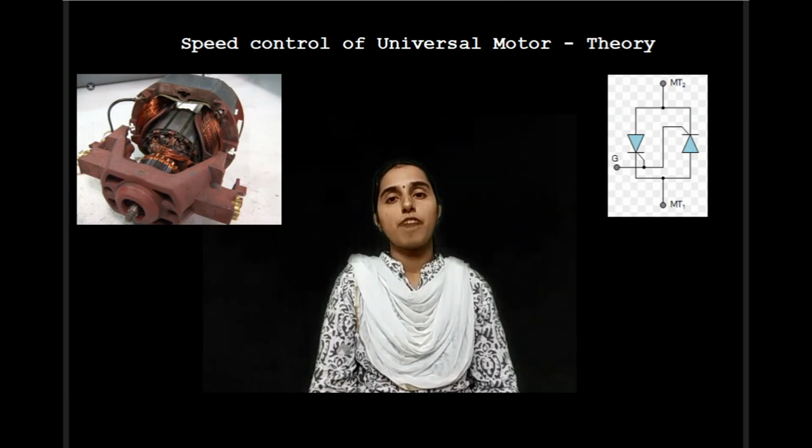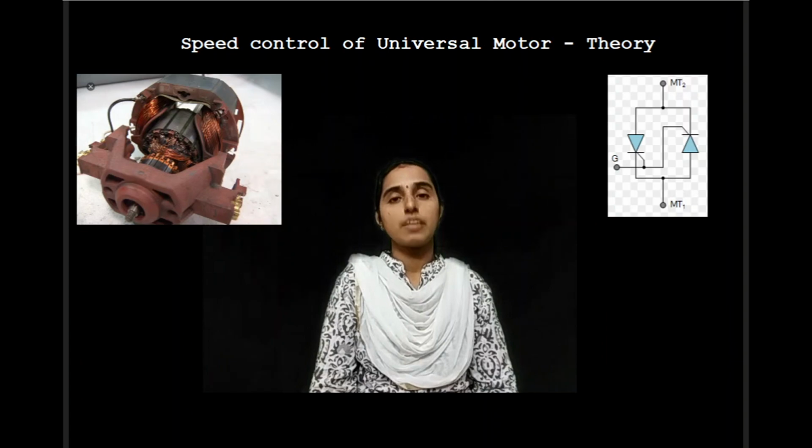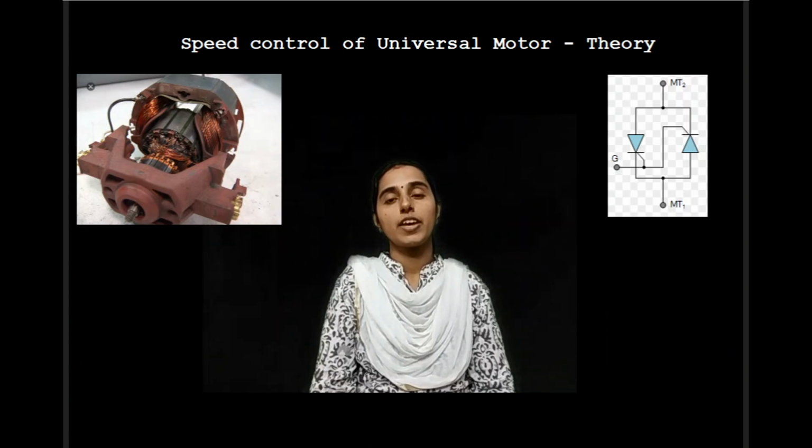It finds applications in power drills, in vacuum cleaners, in kitchen appliances, in wash machines, blenders. So for all these applications, we need to have a variation in the speed of the motor. So that is why it is very essential to know the concept of speed control of universal motor.